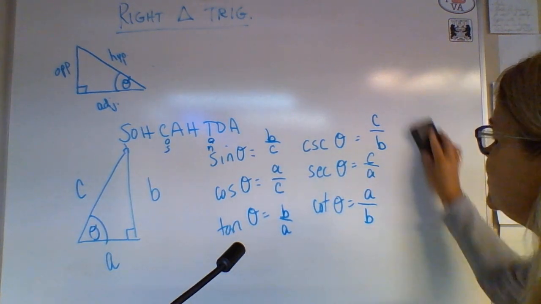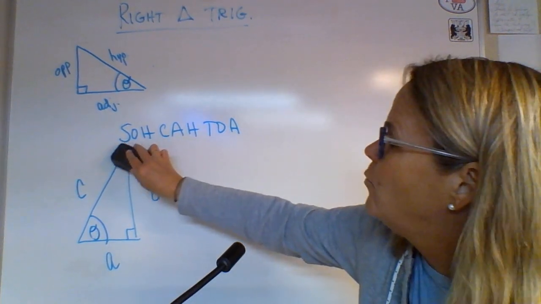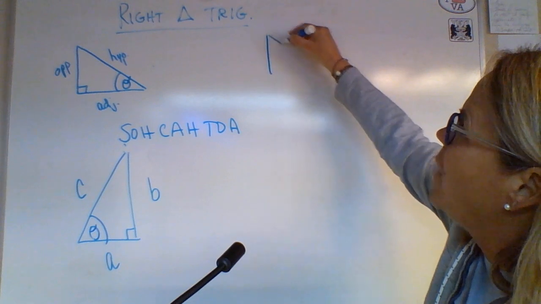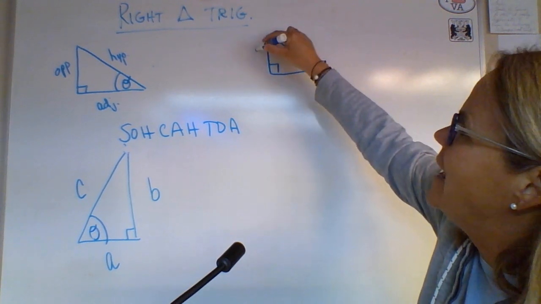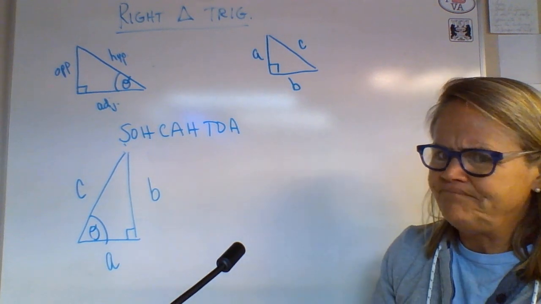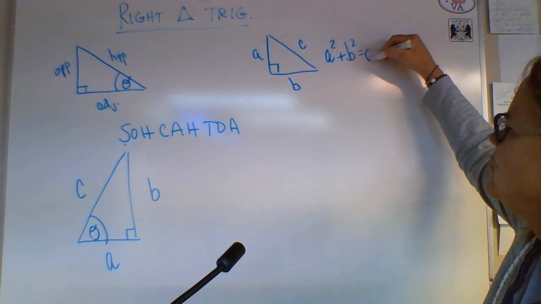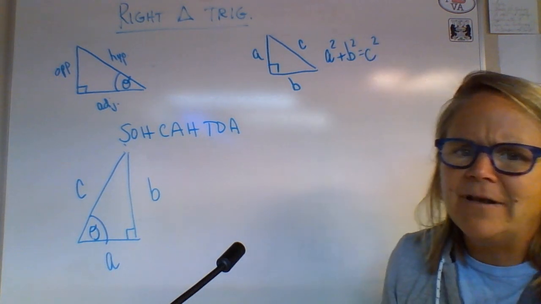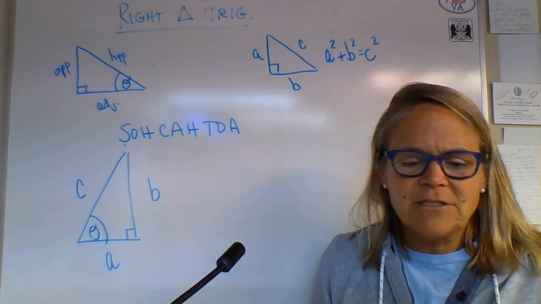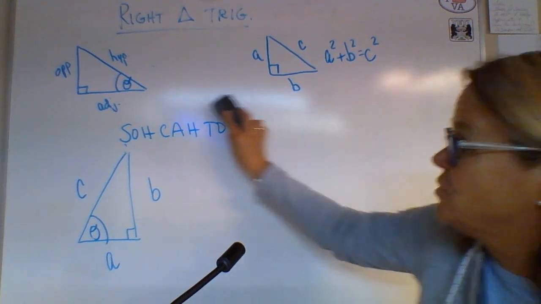Now, in doing SOHCAHTOA, the other thing that we should know, I hope we all know, Pythagorean theorem. If I have a right triangle, the legs are A and B, the hypotenuse is C, A squared plus B squared equals C squared. So we should have knowledge of that Pythagorean theorem. So what we're going to be asked to do to start is just evaluate 6 trig functions.